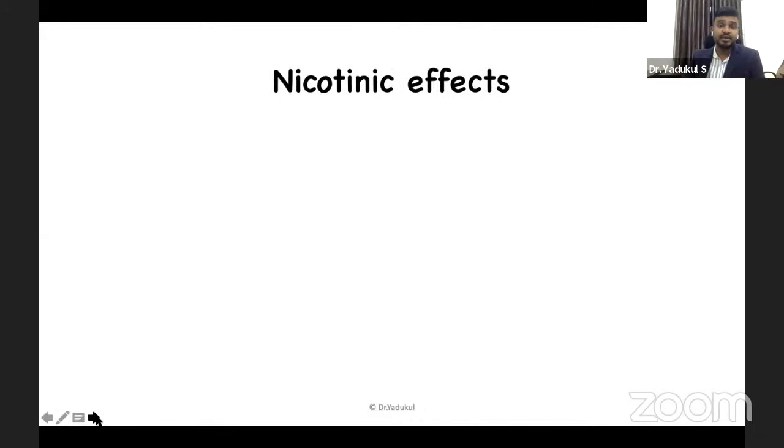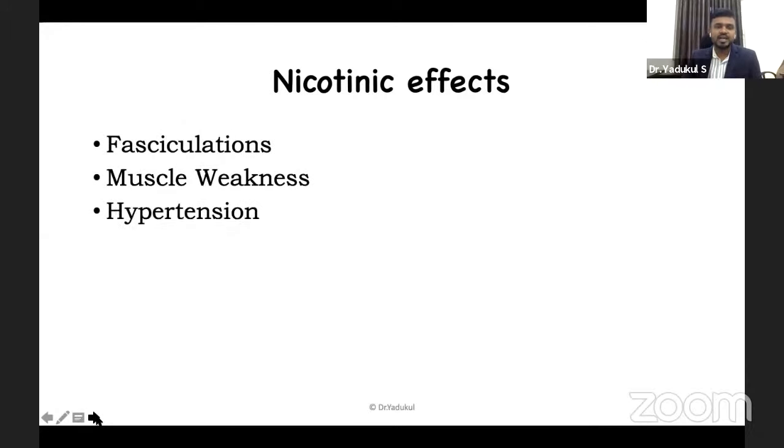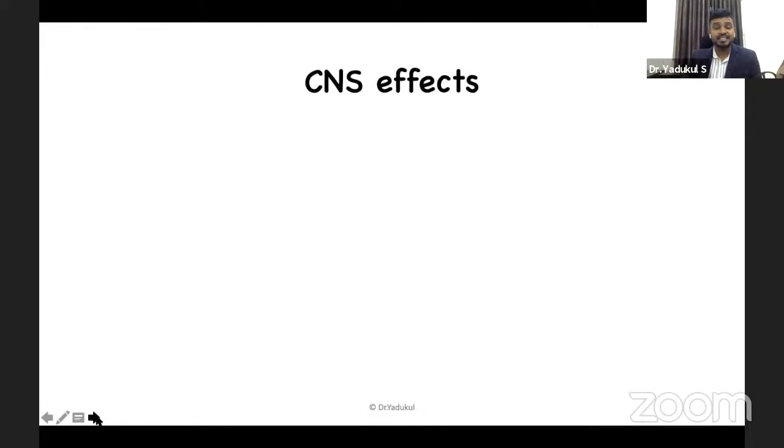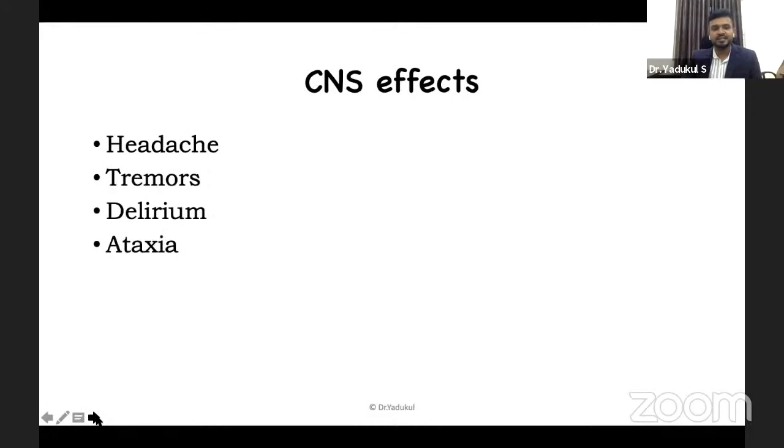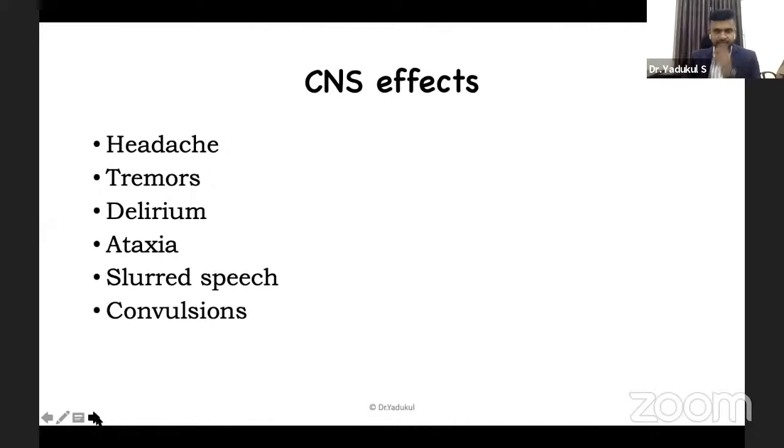Next, we have nicotinic effects. What are these nicotinic effects? They are fasciculations, muscle weakness, hypertension, fatigability. This is mainly because of the NN and NM receptors which are present in the body. And next we have CNS effects like headache, tremors, delirium, ataxia, slurred speech. These are the CNS effects which are commonly seen in case of organophosphorous poisoning.